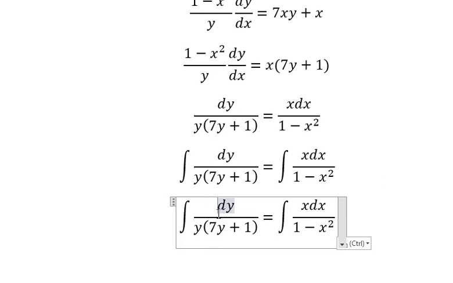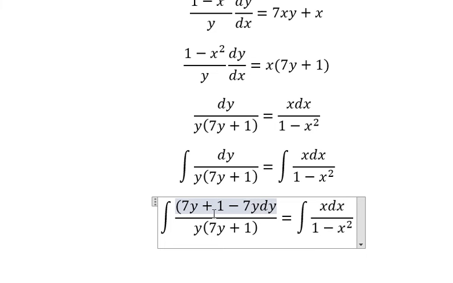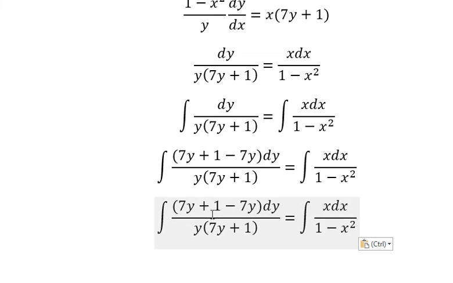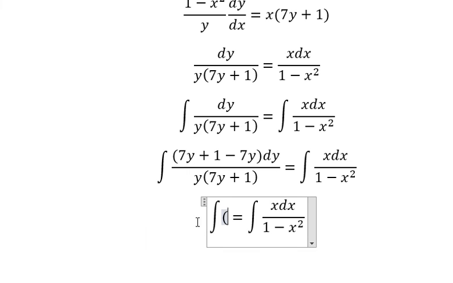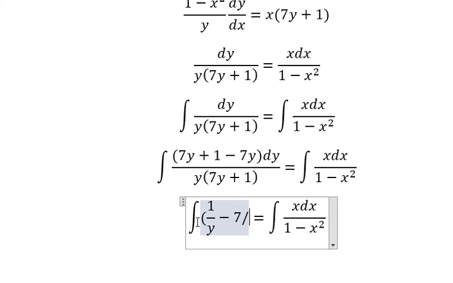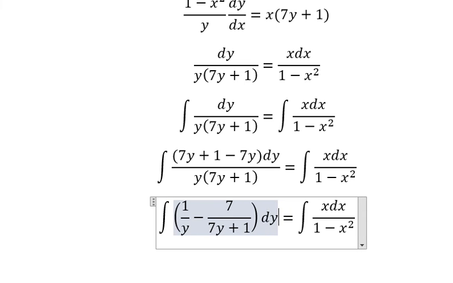So we know that this is about number 1. So in this situation, I will add about 7y. Later, we need to minus about 7y. So this one divided by this one and 7y divided by y. So we will have about 1 over y minus 7 over 7y plus 1 dy.